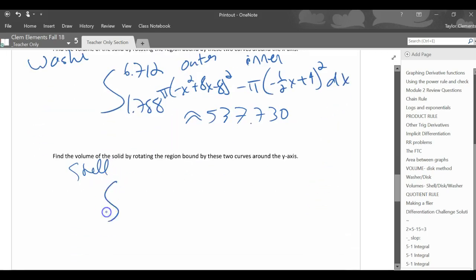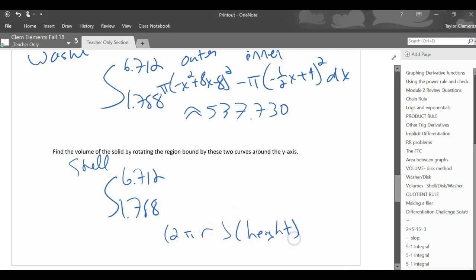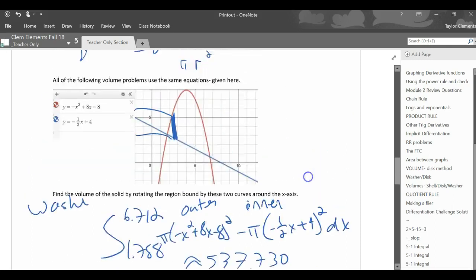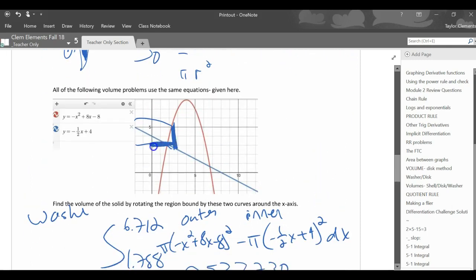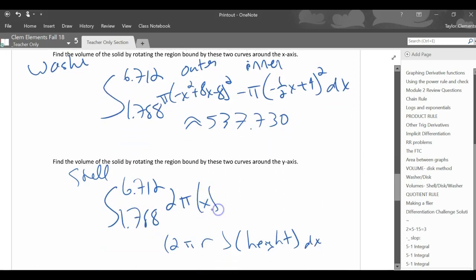Shell is, so I'm still using vertical slices, so I'm going to have the same integration points as my last one, 1.788 to 6.712. That's convenient. But I need 2 pi r times the height times dx. Since it's just going to the y-axis at any given slice, your r value is just the same as x. So that worked out well.